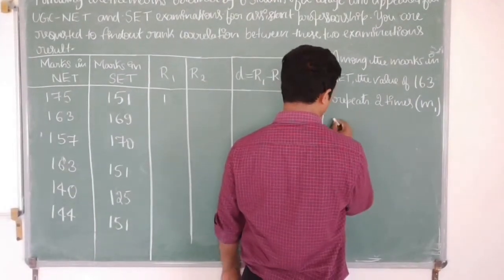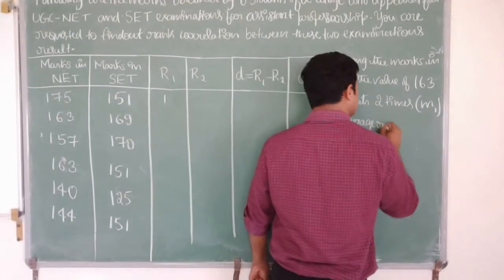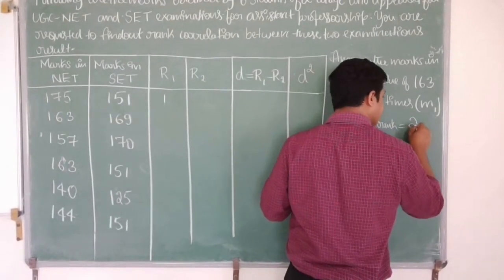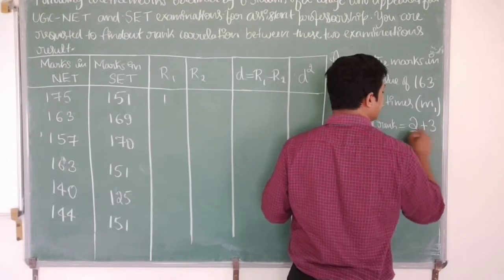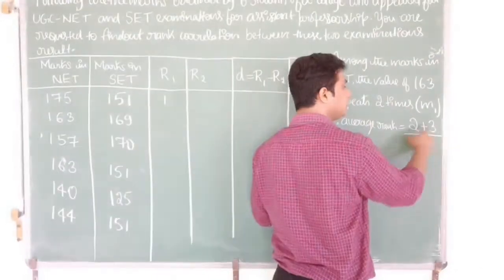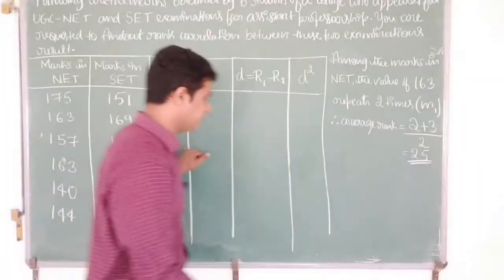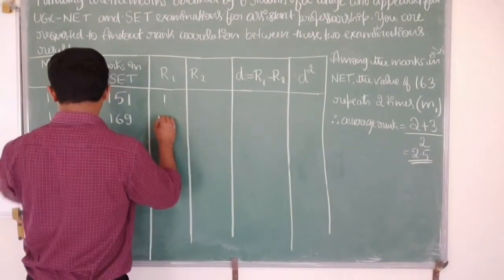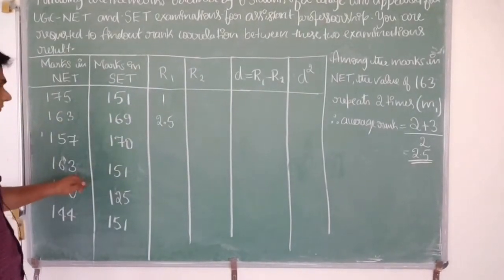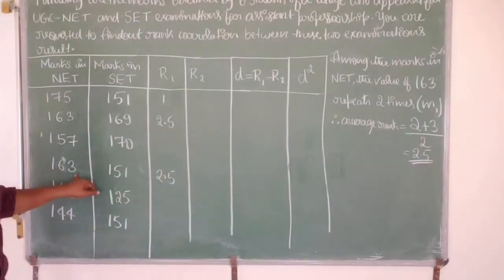And next we have to allot the rank. Therefore, the average rank: if it is not repeating, we will allot second and third rank to those two students. So here we are calculating average rank. It will be 2 plus 3 divided by 2, which is equal to 2.5. So 2.5 rank I should allot to the second student who is getting 163. Then I have to allot it to the fourth student who is getting 163. So this is how I have allotted.